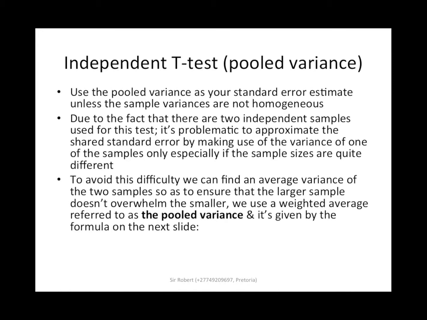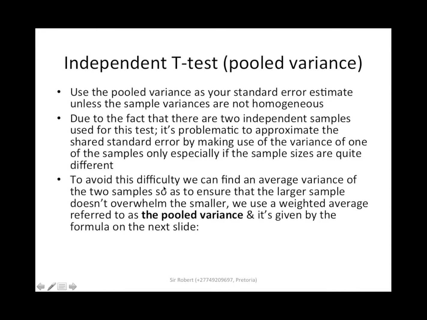Next one, independent t-test. The first one is the pooled variance. Use the pooled variance as your standard error estimate unless the sample variances are not homogeneous. Due to the fact that there are two independent samples used for this test, it's problematic to approximate the shared standard error by making use of variance of one of the samples only, especially if the sample sizes are different.